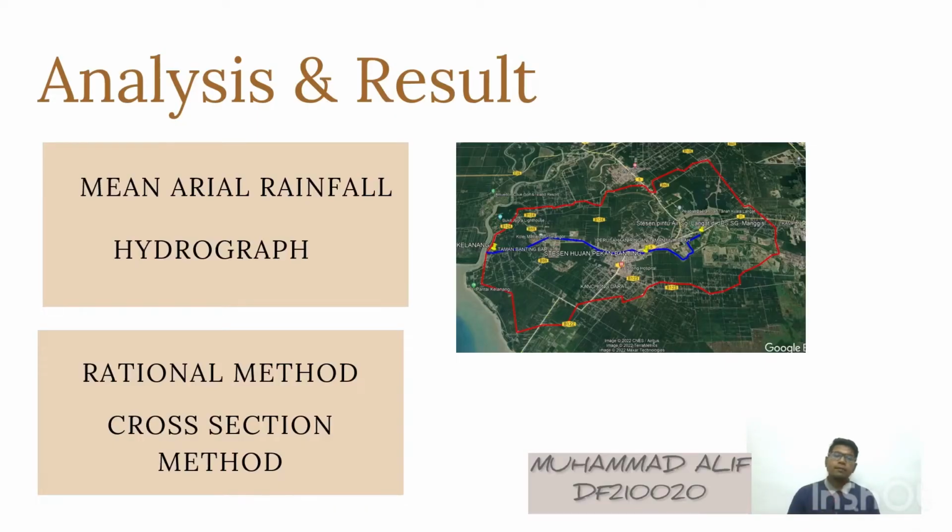And I'm going to present the analysis and the result for this project. For this project, there are a few requirements that we have to analyze. For the rainfall data, we have to use the mean annual rainfall to calculate the data. After that, we will use the hydrograph to calculate the water level data. And lastly, for the peak flow, we will use the rational method and also the cross-section method to calculate it.